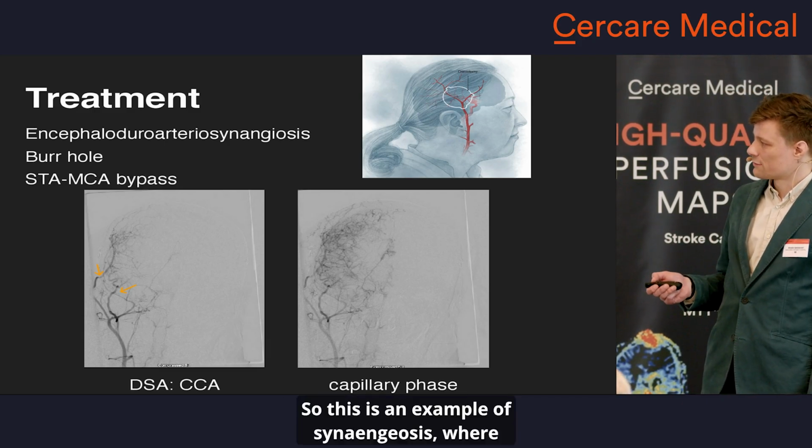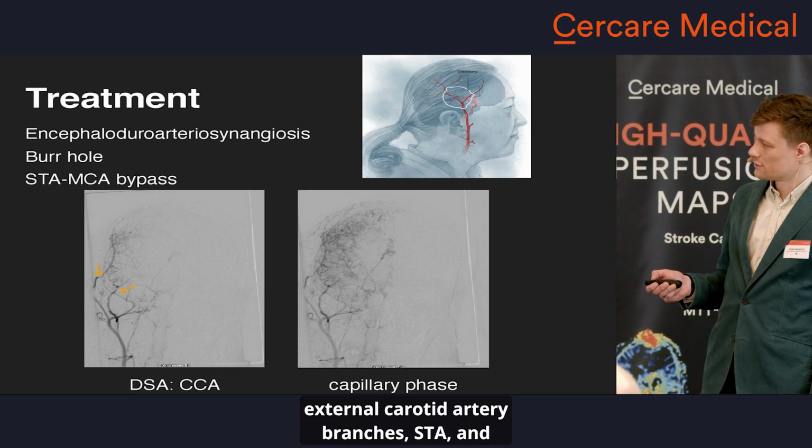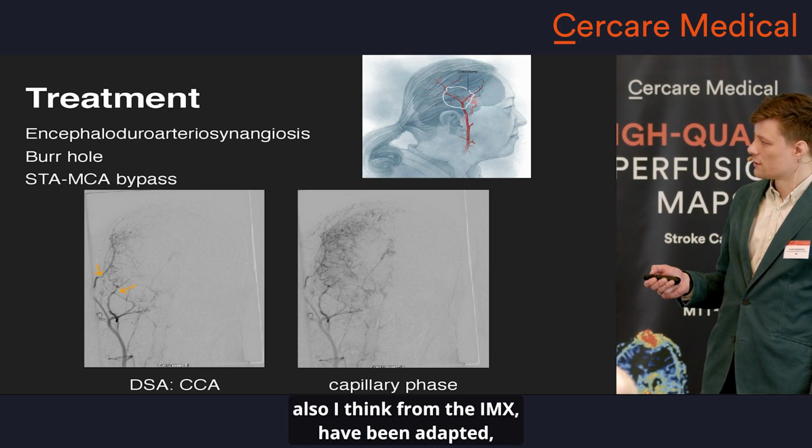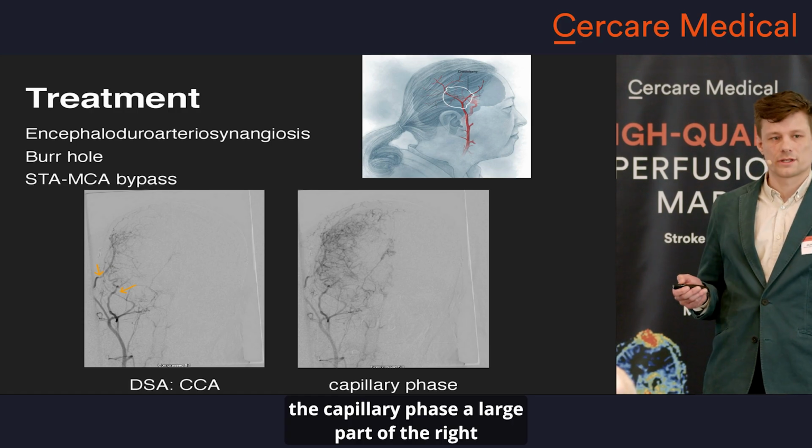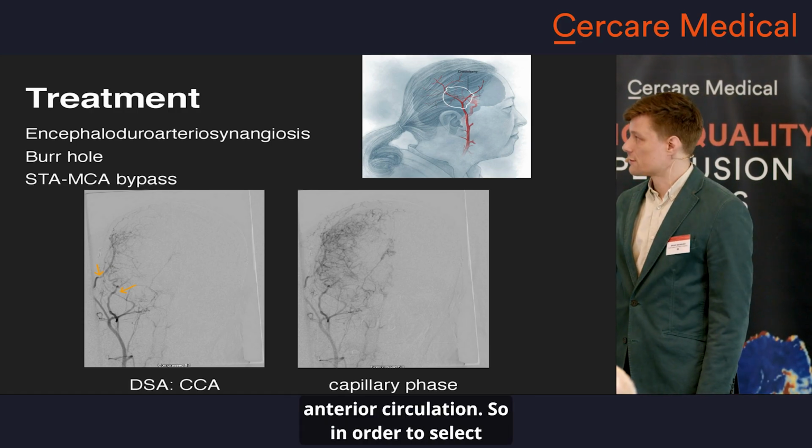So this is an example of synangiosis where external carotid artery branches, STA, and also I think from the IMAX, have been adapted, and you can see that they now supply in the capillary phase a large part of the right anterior circulation.